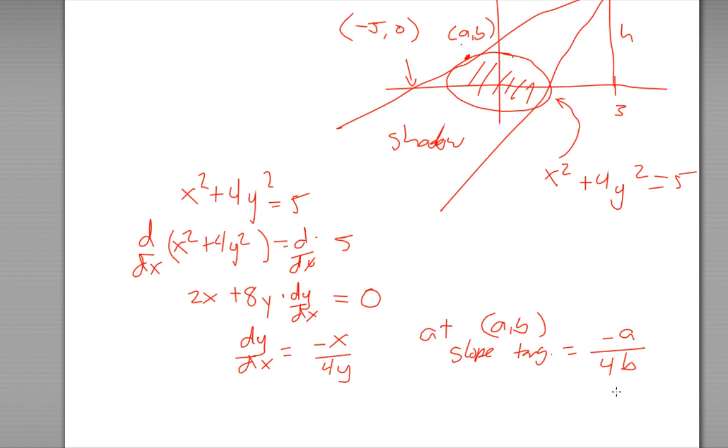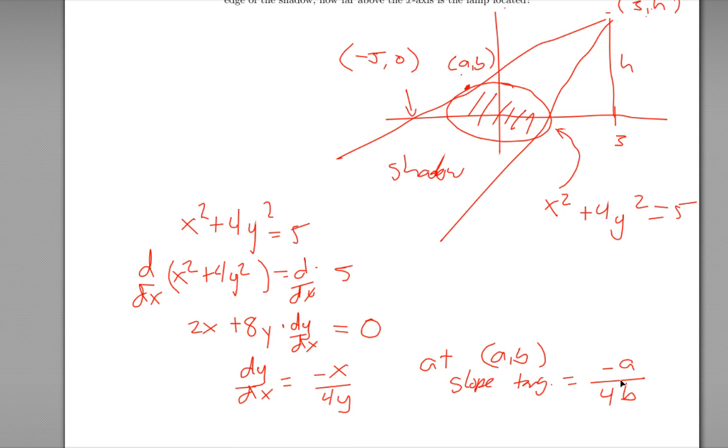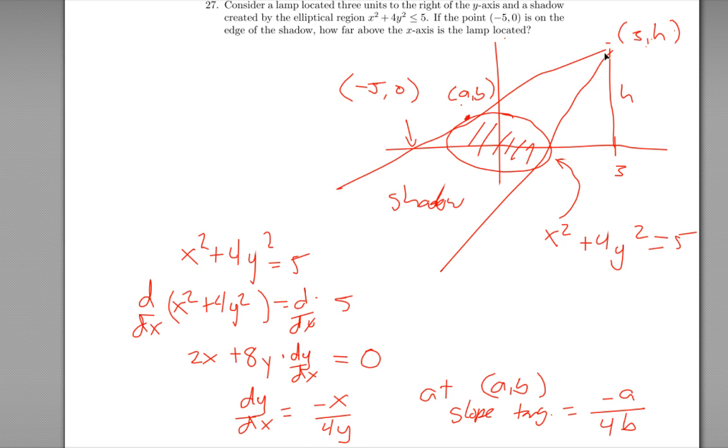Okay, the next thing I would like to know is, if I take a look at this point way up here, it is (3, h). So this line that's joining these two points has a slope. We already calculated the slope. It's -a over 4b, because that's the slope of the tangent line there. But we can also calculate the slope of this line by knowing that this is a point on the line and this is a point on the line, so we can do rise over run.